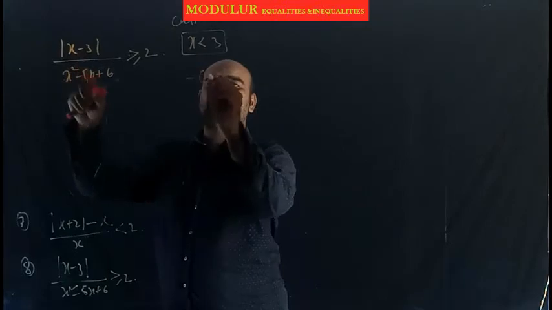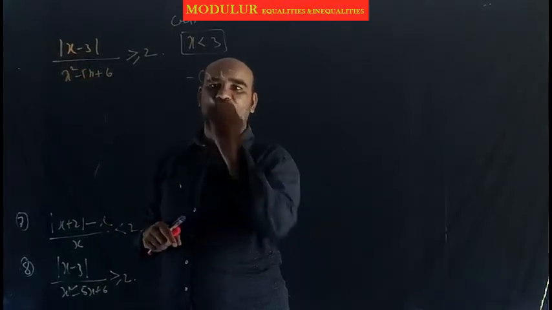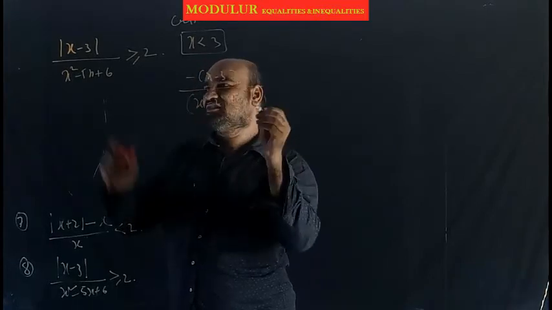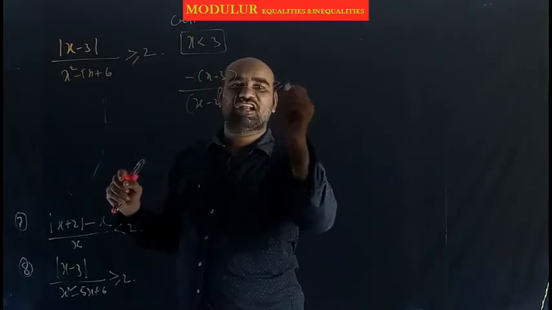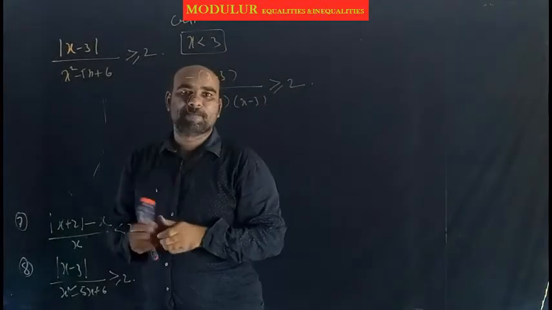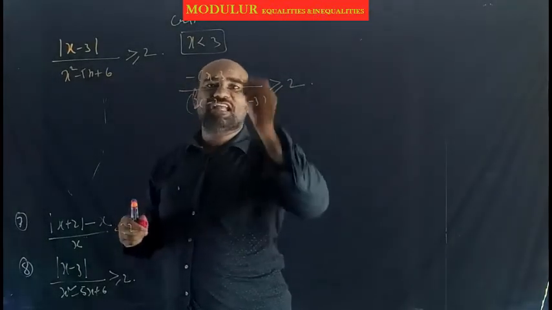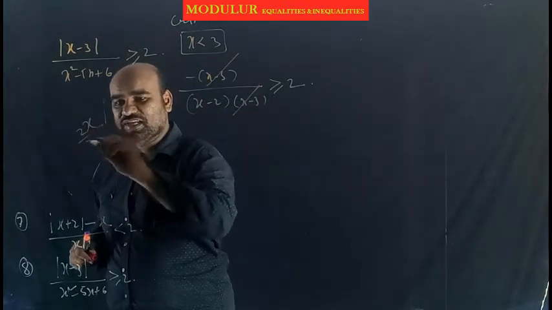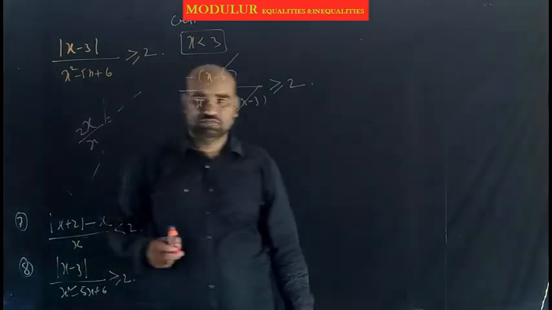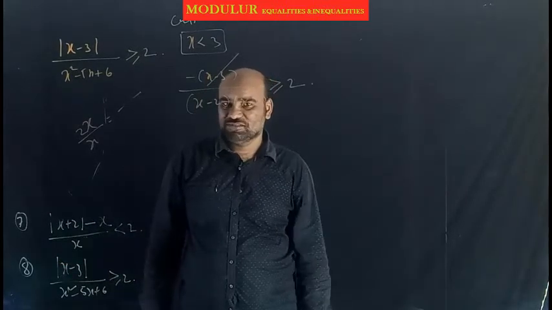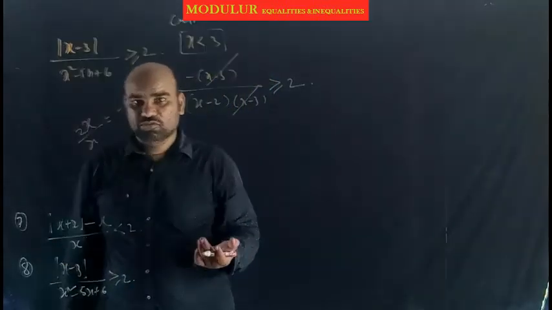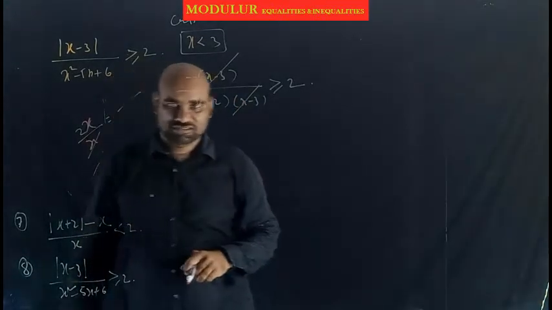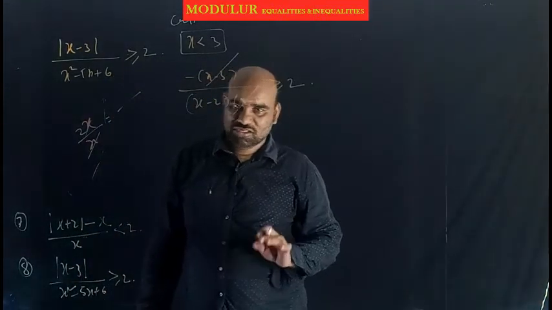This is minus of (x minus 3) by (x minus 2) into (x minus 3). Factorization, greater than or equal to 2. Yeah, I can cancel these two. Important: x by 2x by x is equal to... We can't say anything. It may be 2 if x is not equal to 0. We can't cancel variables. Okay, understood?